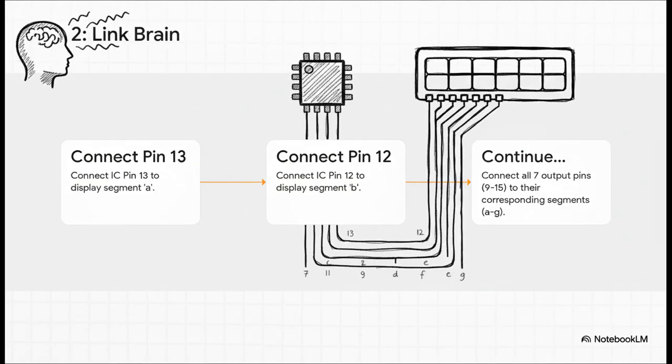Now for the most critical part, we've got to connect the brain to the face. This is like hooking up all the nerves that are going to make this thing work. We're going to take a wire from each output pin on the IC and connect it to its matching segment on the display. So pin 13 goes to segment A, 12 goes to B, and we just keep going until all 7 are wired up and ready for their signals.